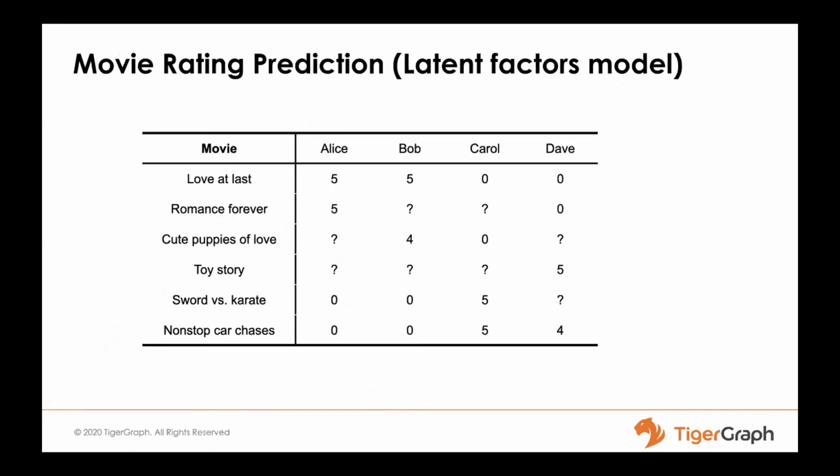First, a little bit more about the intuition of the latent factor method. In this example, we have 6 movies and 4 users. In this table, the numbers are the ratings that the user gave to the movie, and the question mark is the rating that we want to predict.